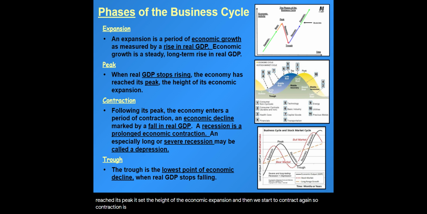So contraction is when we start to have that economic decline, marked by a fall in the GDP. When that contraction lasts a pretty long time, that's when we start going into a recession. So that's a prolonged period of economic contraction. This is like a severe recession, like the one we had in 2008 in the United States, or like a depression, like the Great Depression that we had in the 1930s. And then the trough is the lowest point in the economic decline, when the GDP stops falling. So that's the bottom point right before we start to go back up in the expansion cycle.